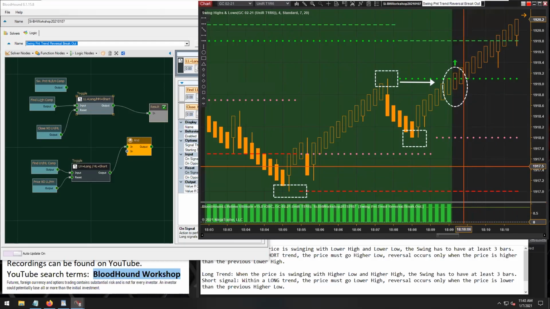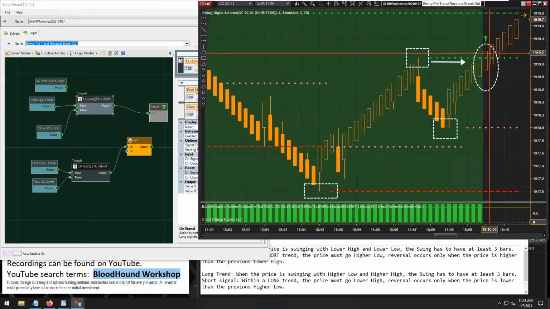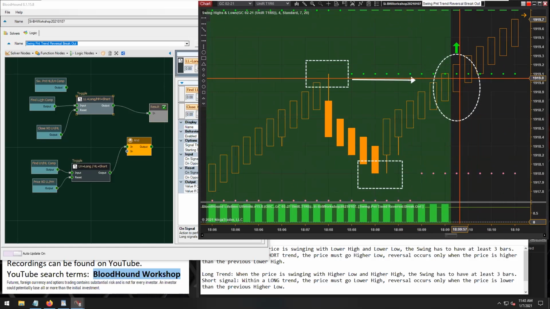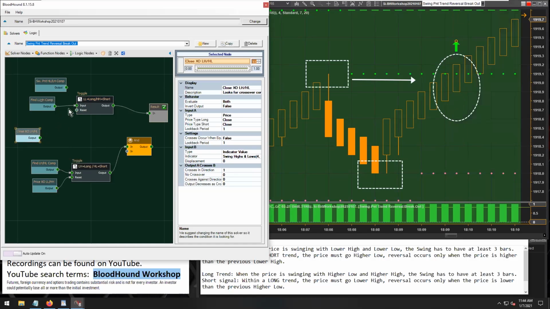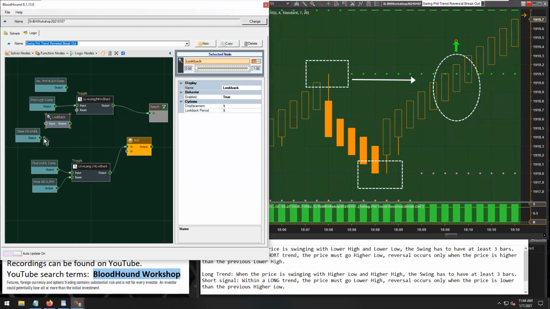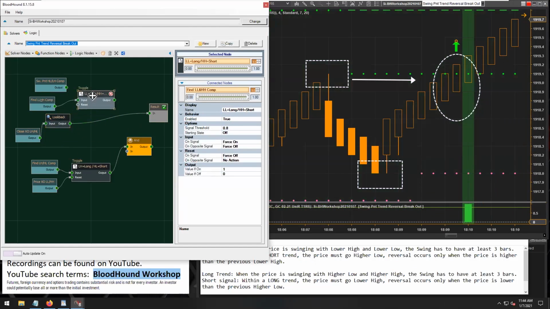And bingo, there we go. So we see the toggle node turns off once we get that signal. But if you pay close attention, look, the toggle node was turned off before the signal bar, right? Remember, the arrow is our signal bar. So the toggle node is turning off one bar too soon. So we actually need to delay it. So we're going to use a look back node to actually delay the signal, right?